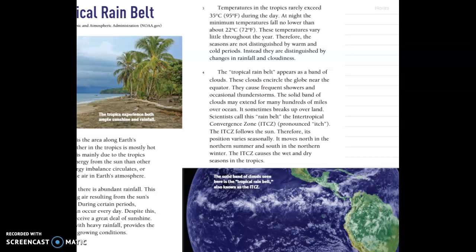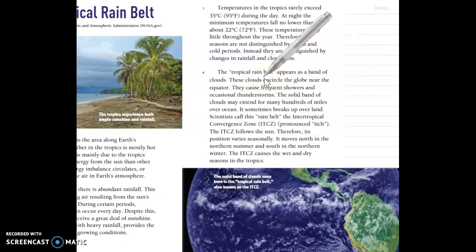Sometimes when two of these vowels come together in a word, we get a brand new sound. So let's look at some examples in paragraph 4 of a tropical rain belt. Let me get a pen so I can circle them for you.